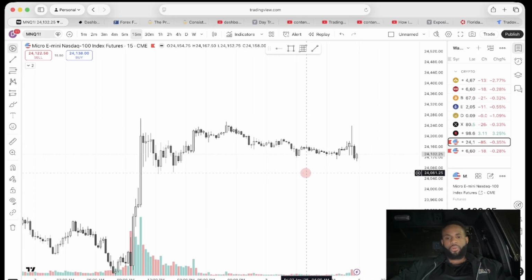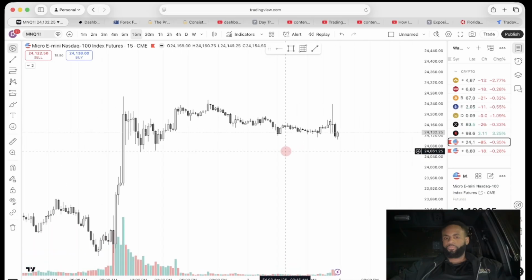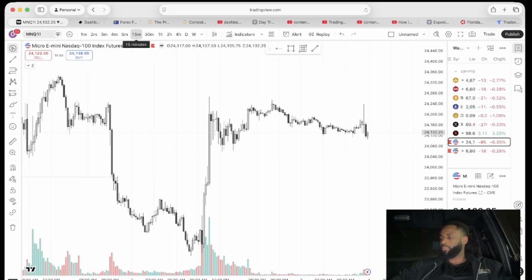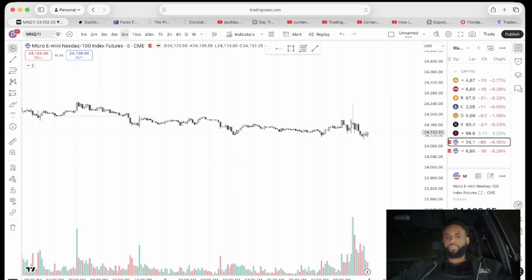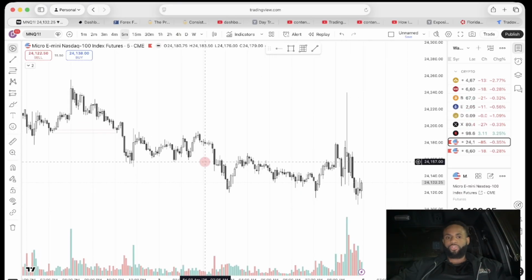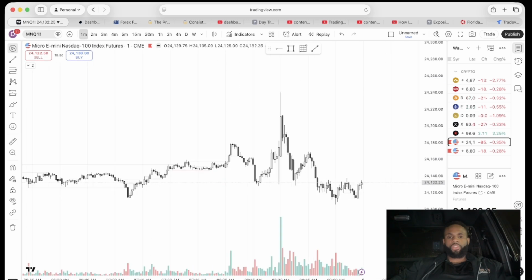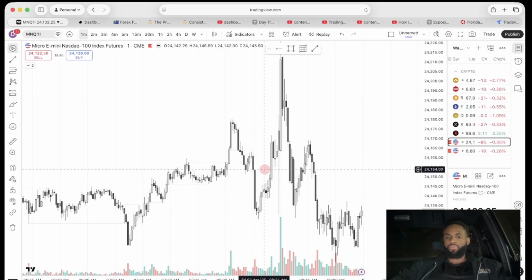All right, guys. So yeah, this is a 15 minute time frame. We go on the 5 minute. Guess what? Same thing. Candlestick. Each candlestick represents the time frame. We go on the 1 minute. Same thing. Each candlestick represents 1 minute. This is 1 minute of price action.